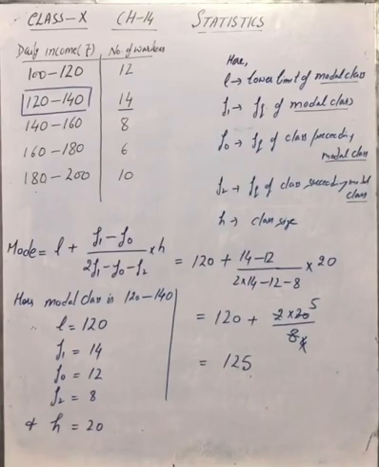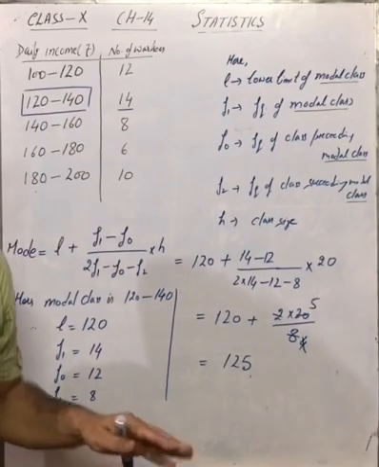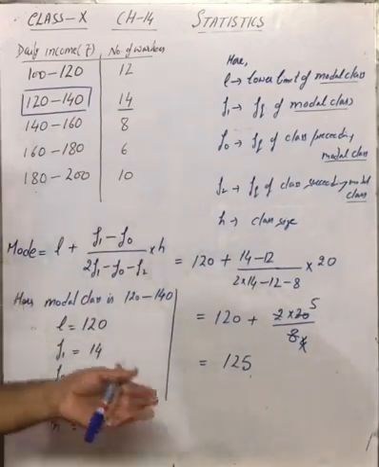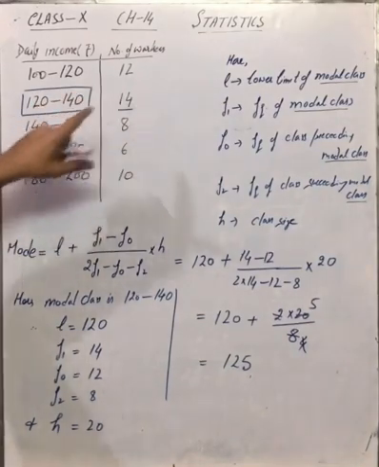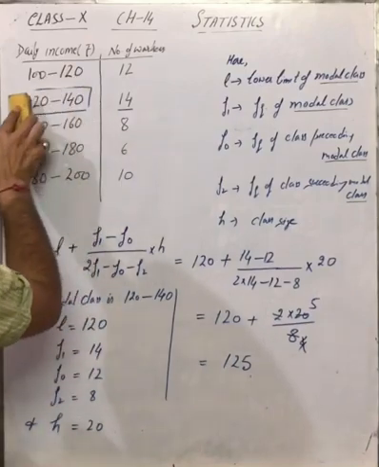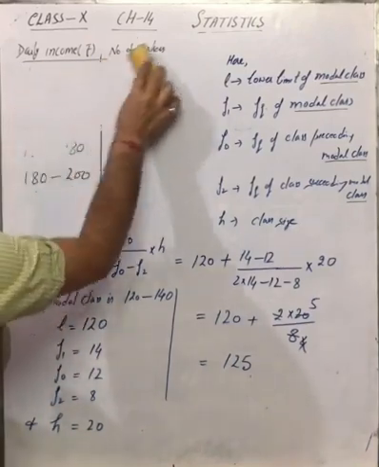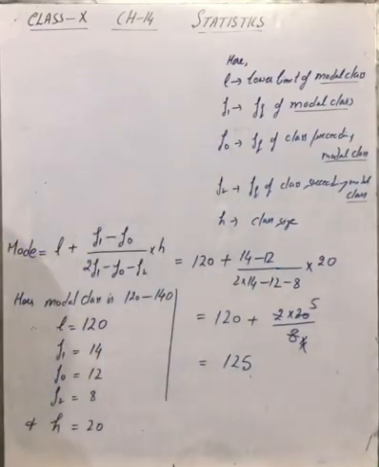Now students, as I told you, we'll be discussing two types of questions. This is a simple question in which you have to find just mod. Now our second question, when mod will be given to you and one of the frequencies will be missing, how to do that question? Let me erase this question and write a new question for you in which you have to find the missing frequency.